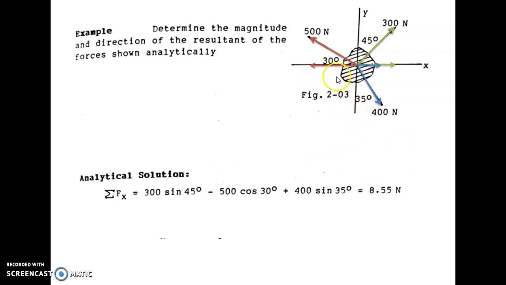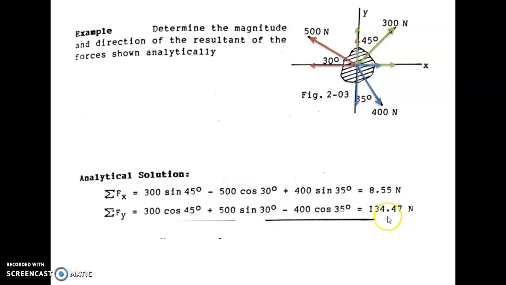Okay. So, y naman. Ayan. So, meron tayong positive y component ng 300, cosine yung gagamitin, and then yung component ng 500, so sine, and yung component ng 400, which is sine 35. So ito yung makukuha nating sagot, 134.47.